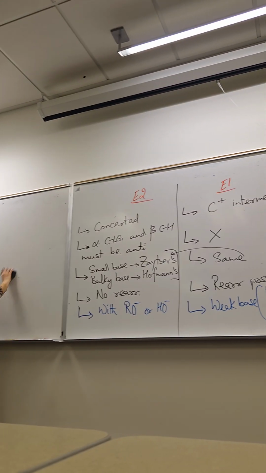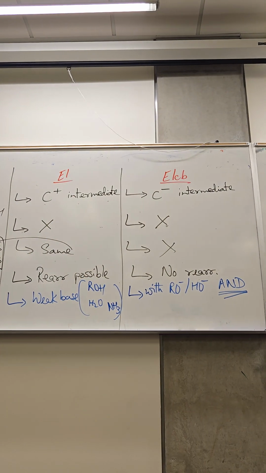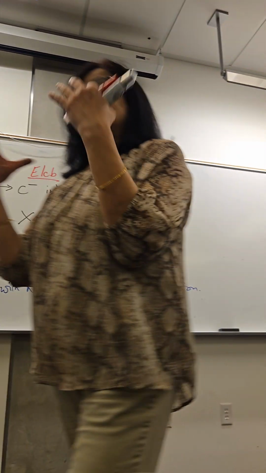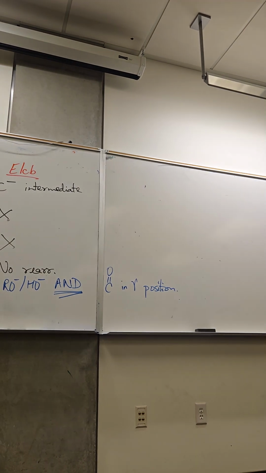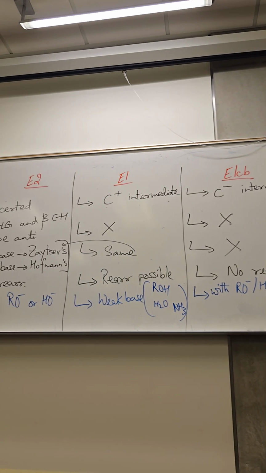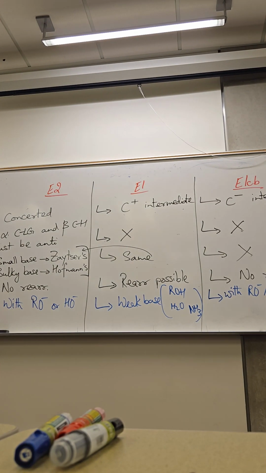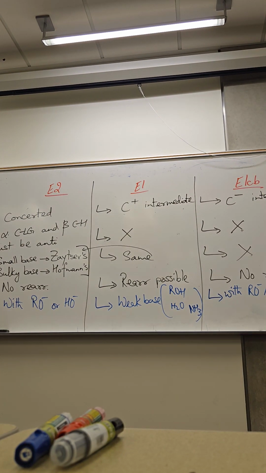Okay, so that is all four mechanisms: SN2, SN1, E2, E1. Now let's put them all together. I gave you a handout, which is kind of a worksheet, but I also gave you this handout, which compares all four of the mechanisms.